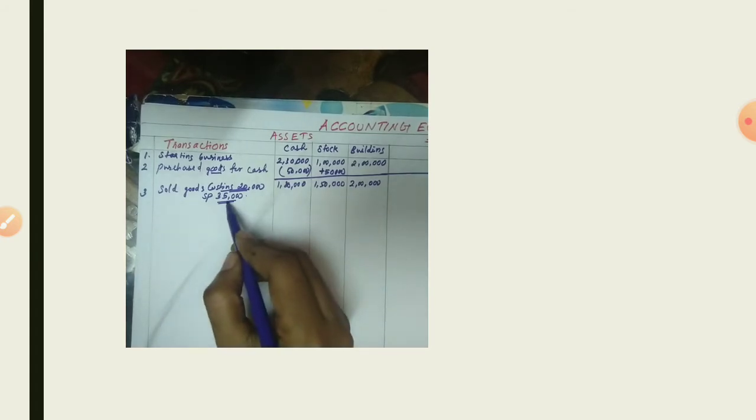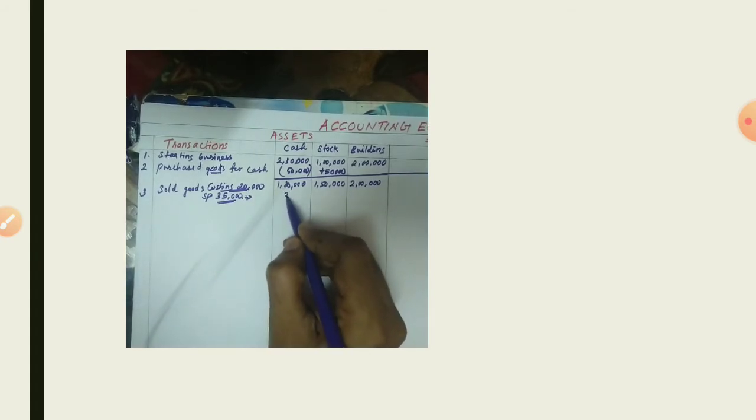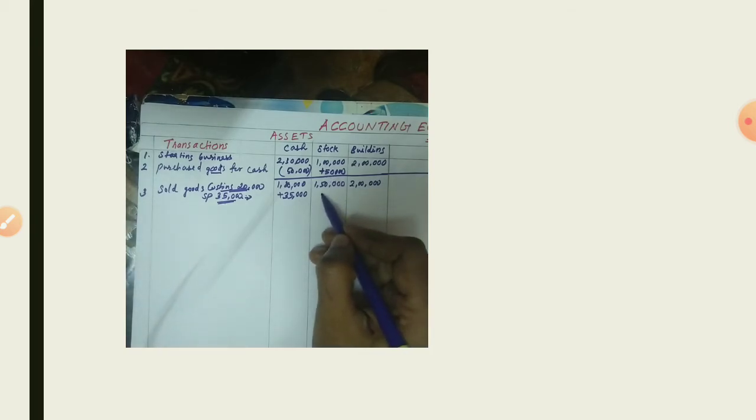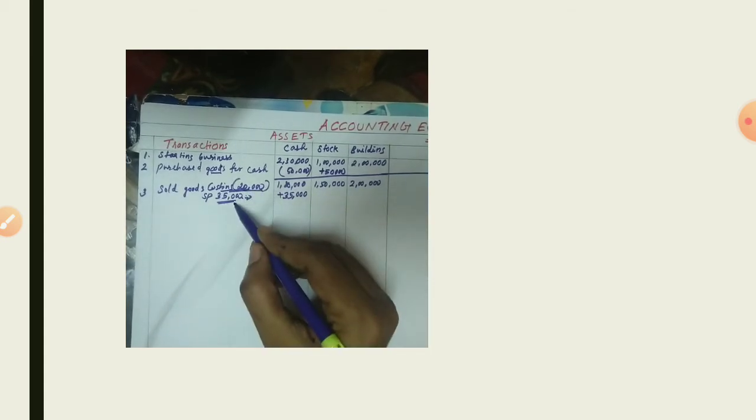So cash, how much we received? 35,000 we are receiving from the customer. So 35,000, cash position increased, plus. So goods went at cost. Sale means what is going out? Goods. So goods should decrease. How much is the goods value? 20,000. In goods, don't minus the selling price.